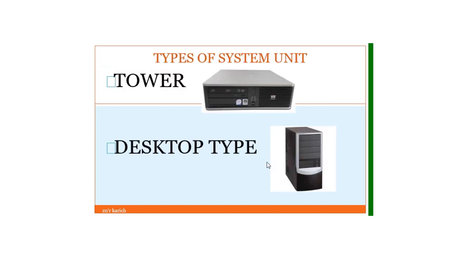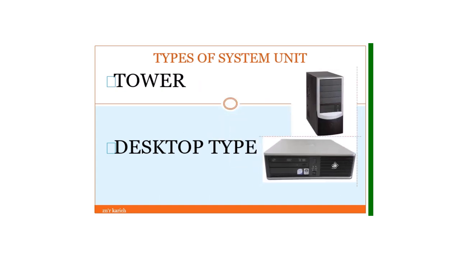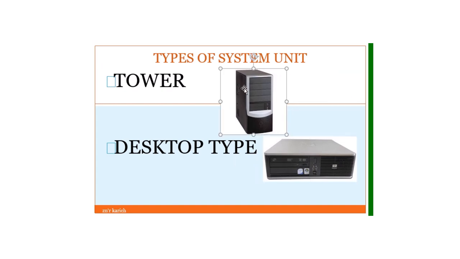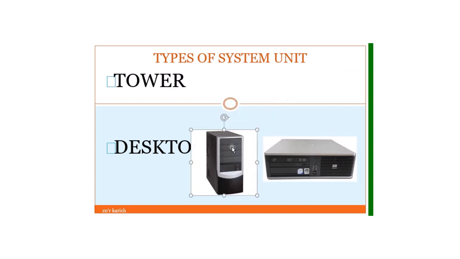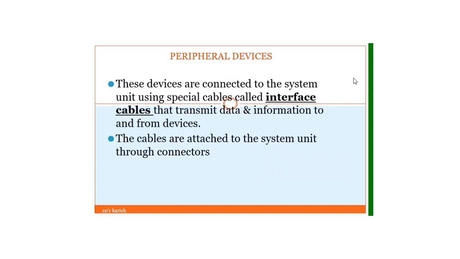You have two types of system units: the tower type and the desktop. As you can see, the difference between the tower type and the desktop. In this case, the images are misplaced. The tower type is the one below and the desktop is the one above, so I have to readjust them in this format. This is the tower type and the other one, the desktop. These are the two types of system units.